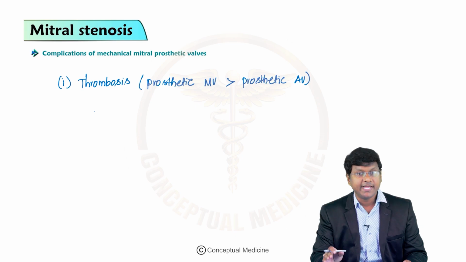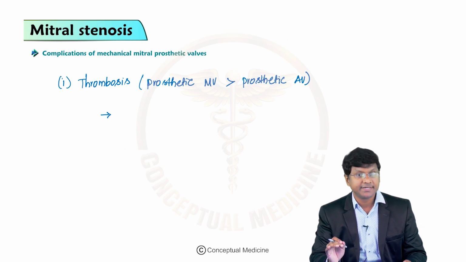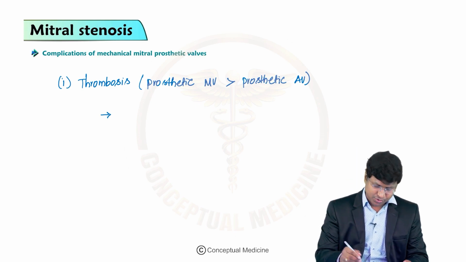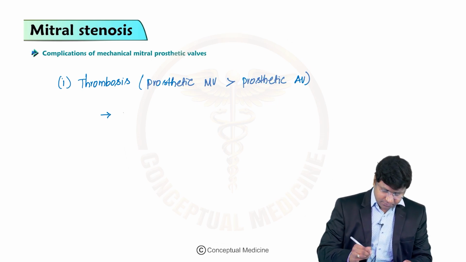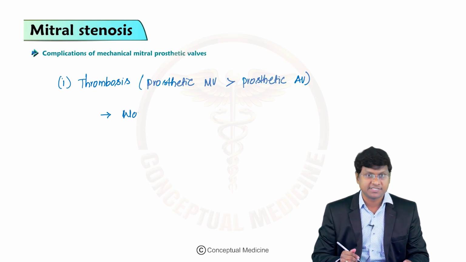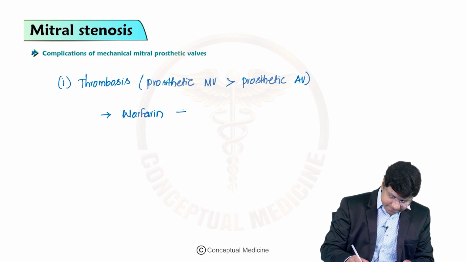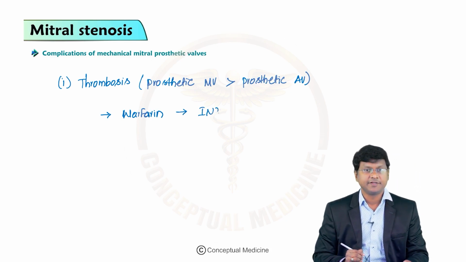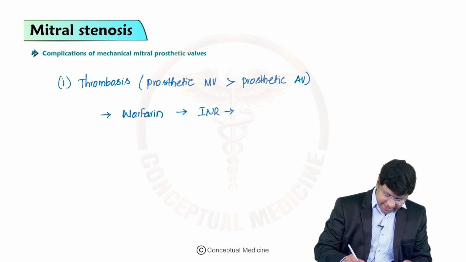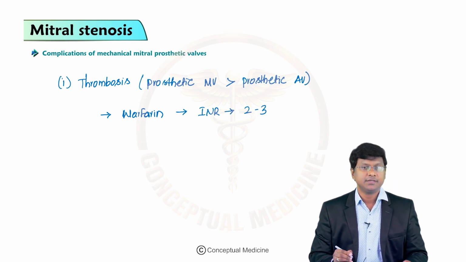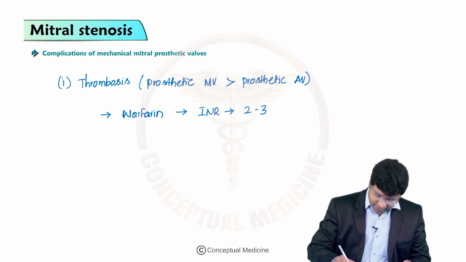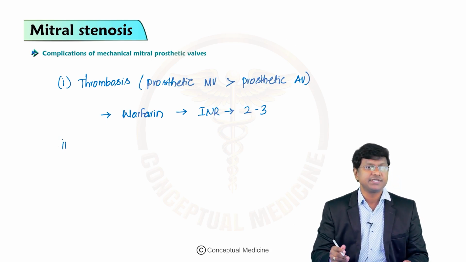And what should be the recommended INR in individuals who have a prosthetic valve? They have to be put on an oral anticoagulant, that will be warfarin. And what should be the INR that has to be monitored? The INR should be between 2 to 3 when the patient is on warfarin.